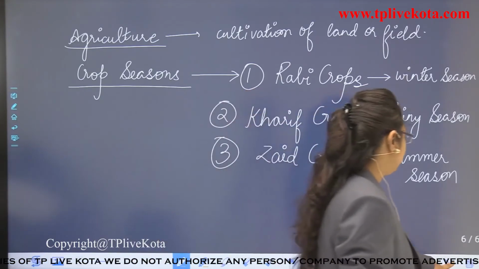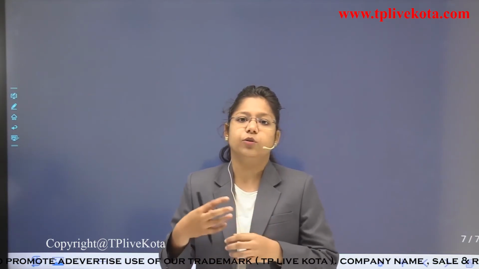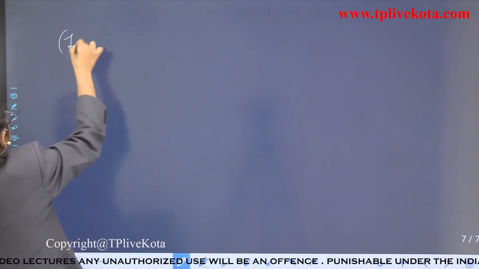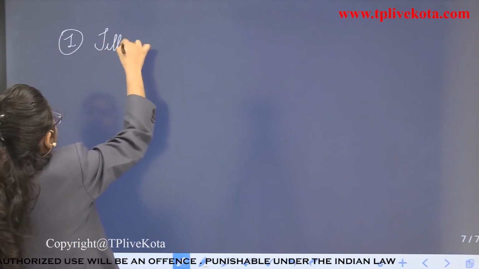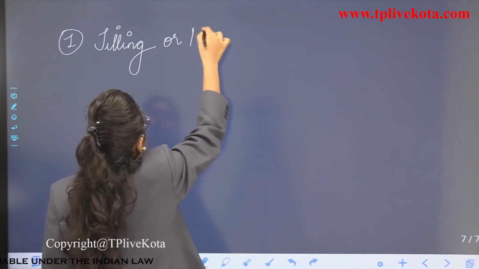Now, moving on to our next page, we are going to revise what we have understood about the crop practicing systems. What are the crop practicing systems? What is crop management? What are the activities which we have learned about? The first activity which we have learned about is the tilling procedure, or we can say the plowing procedure.